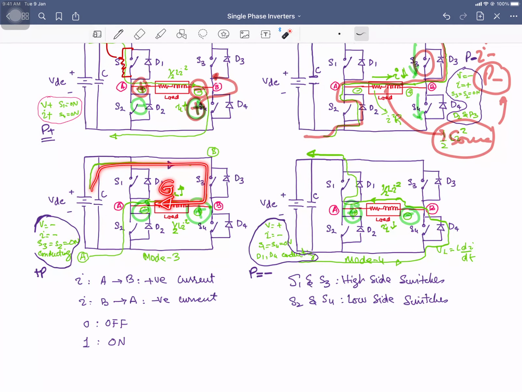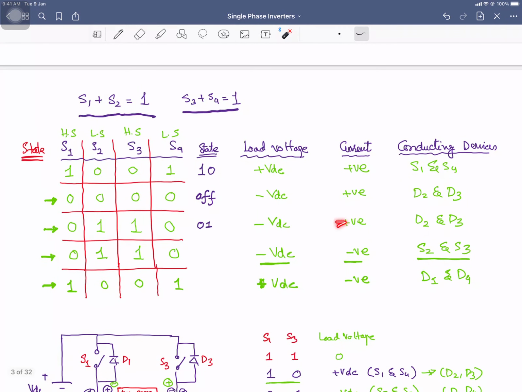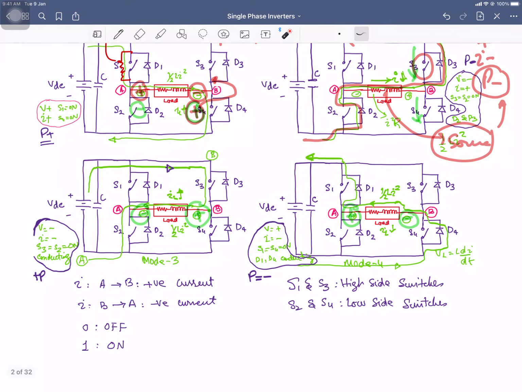So current is negative and the voltage is negative, so power is positive, so it should be negative, right? Okay, so now over here, if I summarize and write it in this diagram for more clarity, for the first arm we have this situation 0 1, and for the second arm we have this situation 1 and 0.